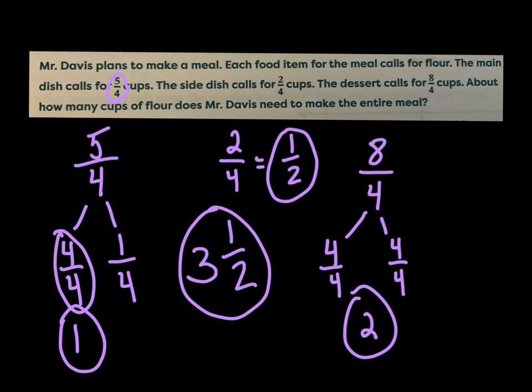Now, he needs about 3.5 cups of flour to make the entire meal, so he will have about 1/2 cup left. I know that because 3.5 needs 1 more half to make a 4. We know Mr. Davis will have less than 1/2 cup left, because 3.5 cups is an underestimate. So we can say that Mr. Davis will really need about 1/2 cup more because it's a close estimate.